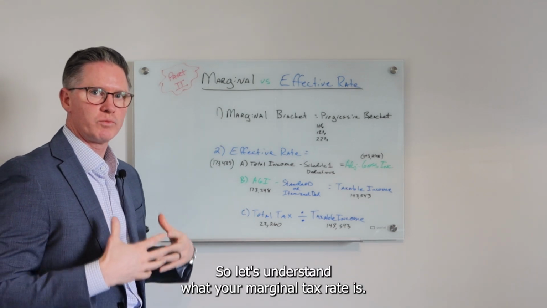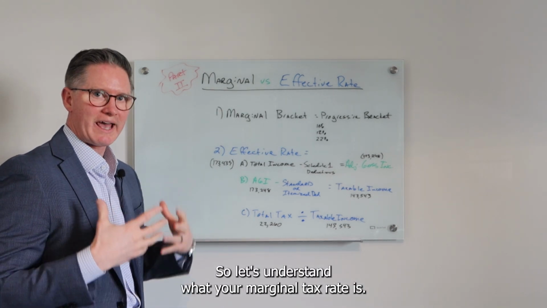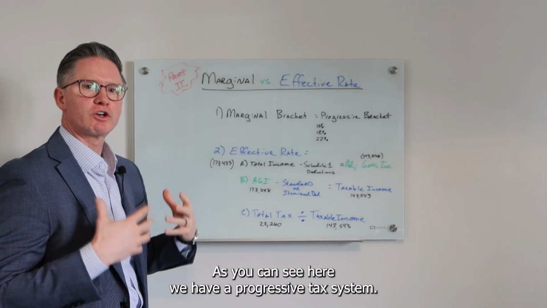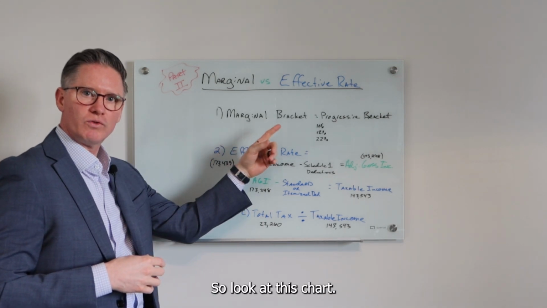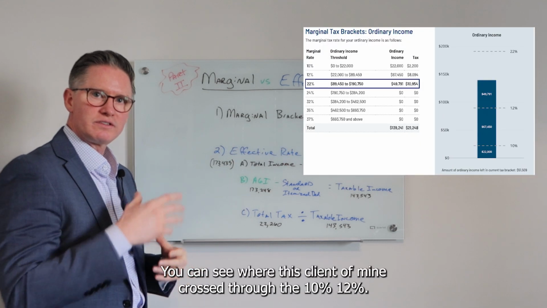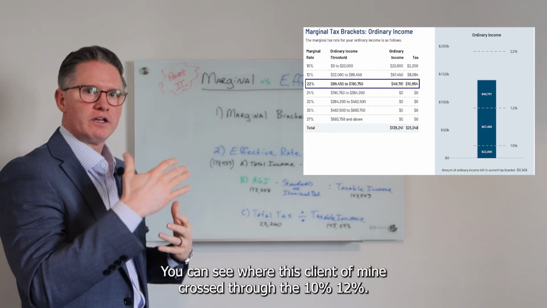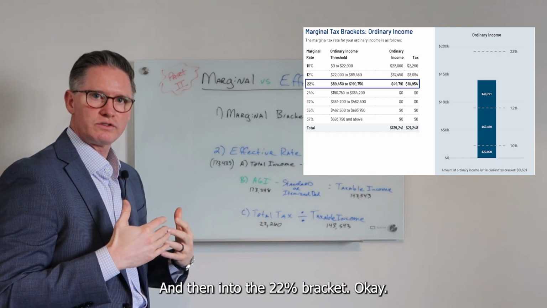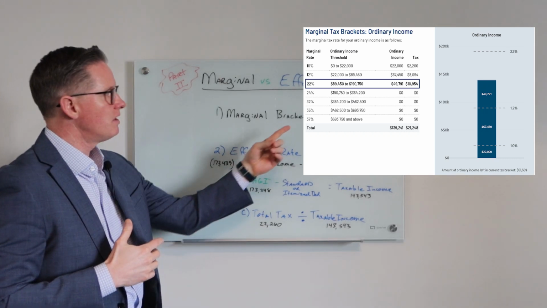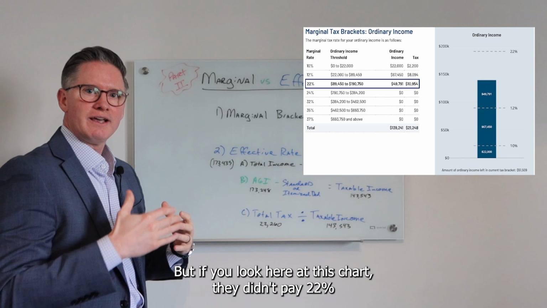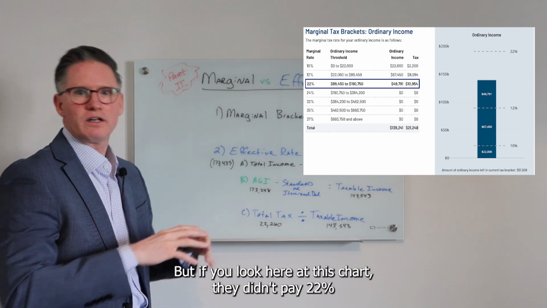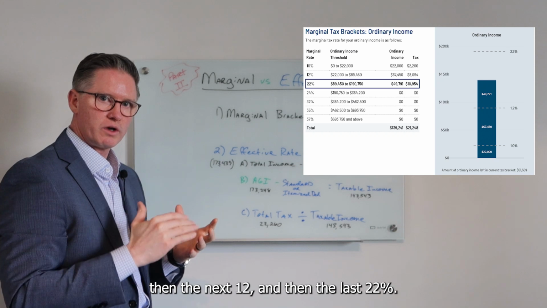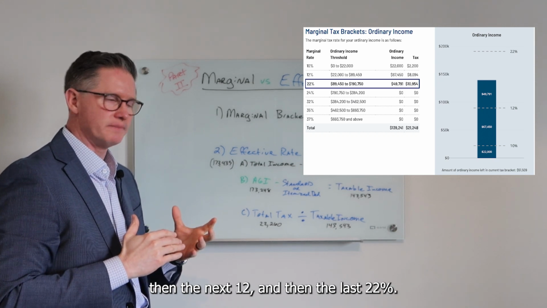So let's understand what your marginal tax rate is. As you can see here, we have a progressive tax system. So look at this chart. You can see where this client of mine crossed through the 10%, 12%, and into the 22% bracket, okay? But if you look here at this chart, they didn't pay 22% on all of their dollars. That first 10%, then the next 12, and then the last 22%.